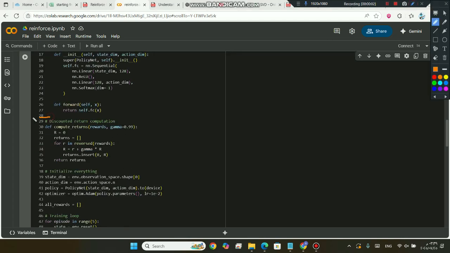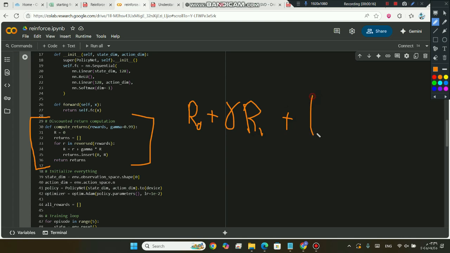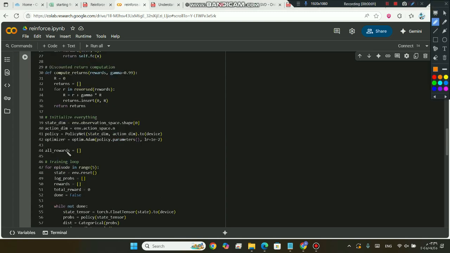Now, this is the function that calculates the accumulative return, or they call it the returns. As we have said before, R0 plus gamma times R1 plus gamma squared times R2, and so on and so forth. This is what it actually does. It's a simple function over here. Here is where we initialize our network to train and define the optimizer.